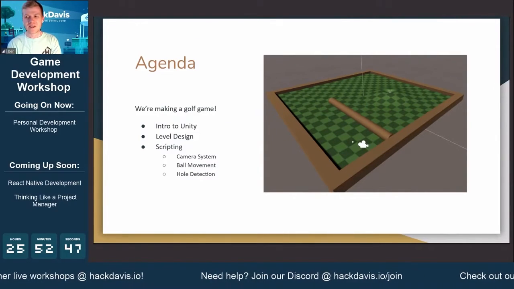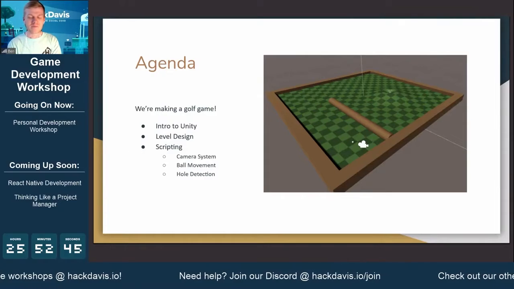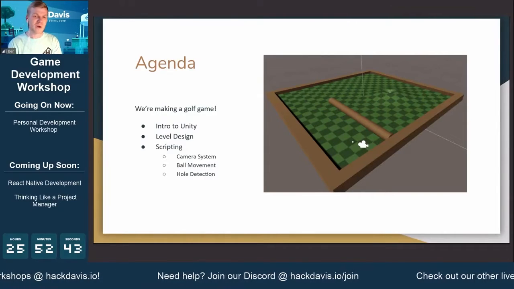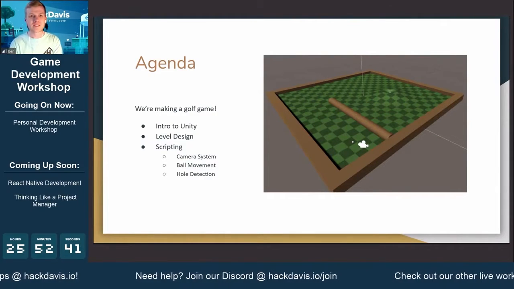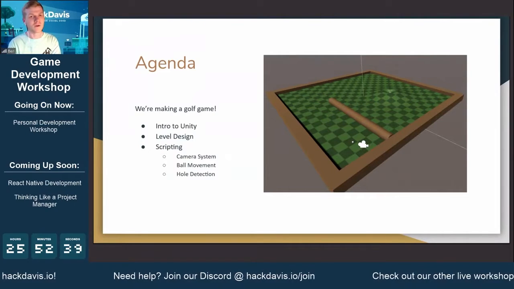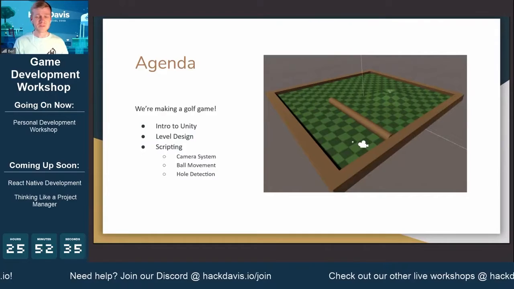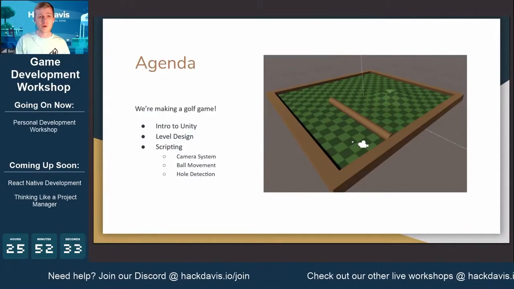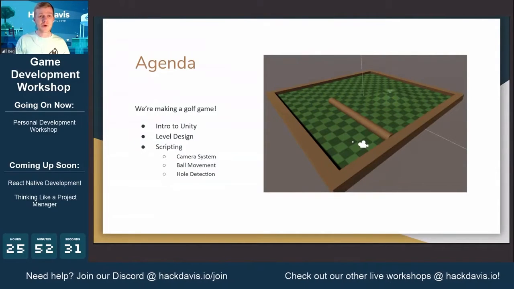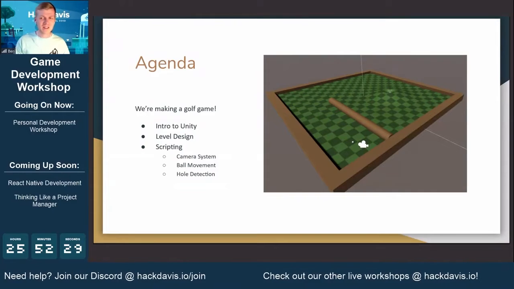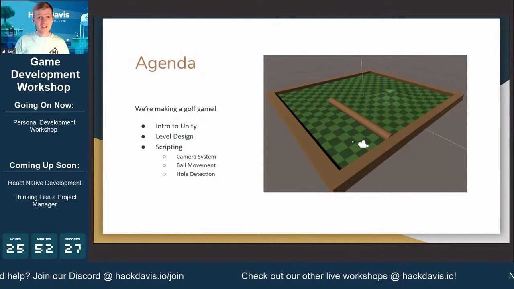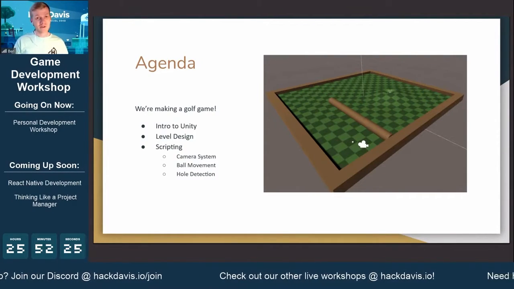So you can see there's the ball in the bottom right-ish, and they have to go around that log and then up that little hill into the hole. And that's going to be the extent of our game. And so we're going to start with a little intro to Unity. I'll open it up, give you a tour of the editor, what everything does. And then we'll jump into level design. So we're going to be designing that entire level first.